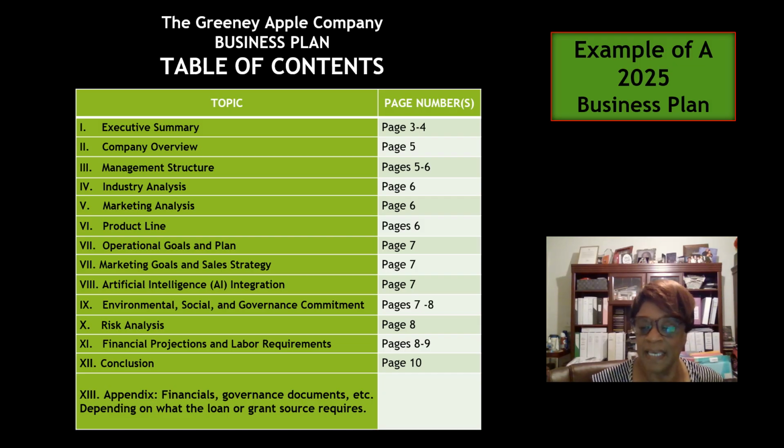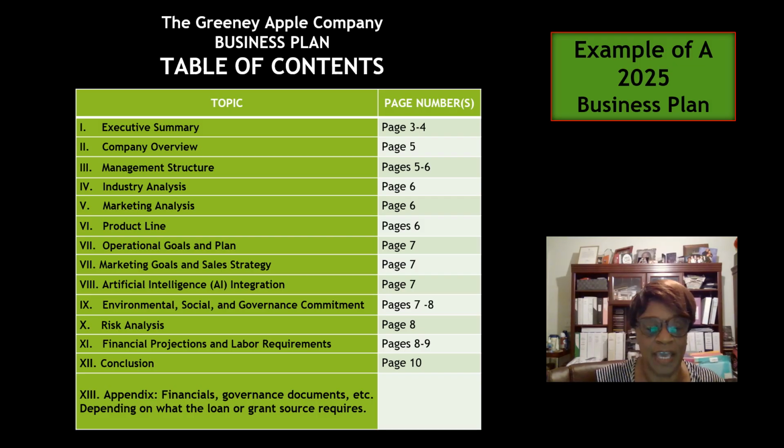These are your basic elements of a business plan: your executive summary, the company overview, the management structure, your industry analysis, your marketing analysis, product line, operational goals and plan, marketing goals and sales strategy, your artificial intelligence AI integration, that's one of the changes, environmental, social, and governance commitment, that's another change that I talk about in the other video, risk analysis, financial projections and labor requirements, and your conclusion.